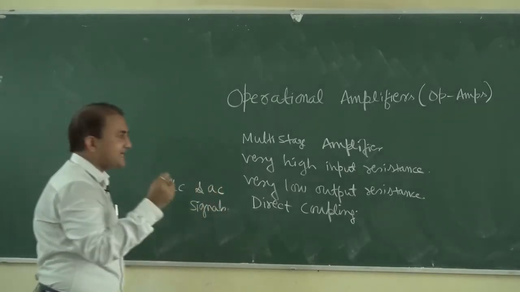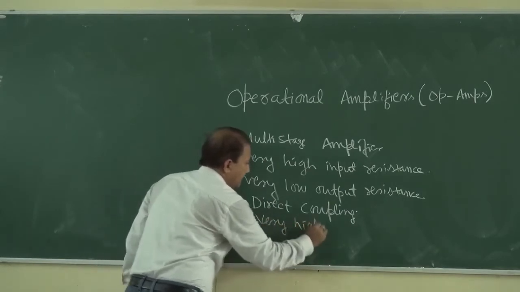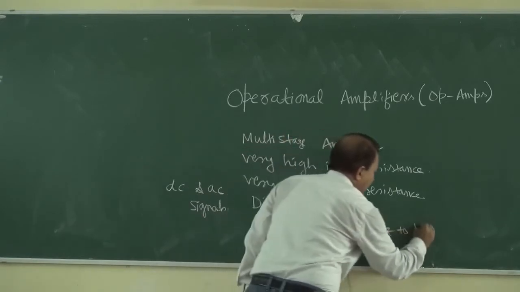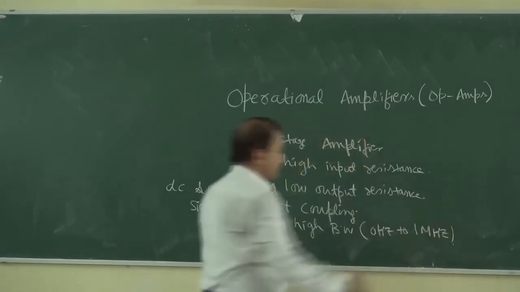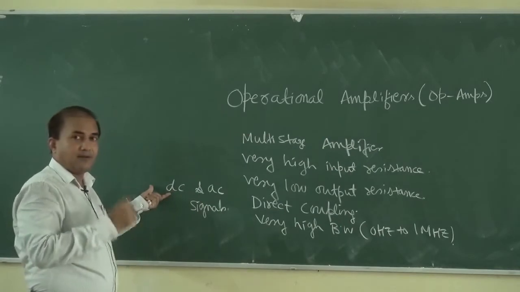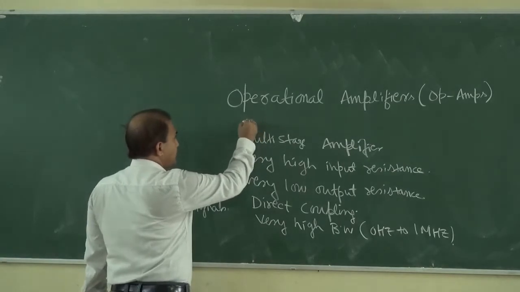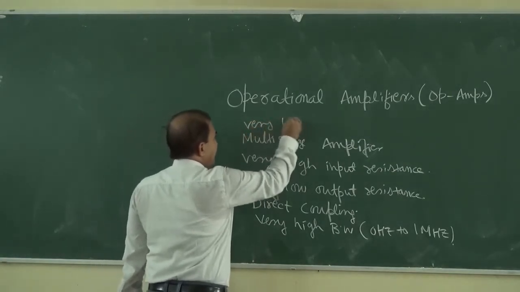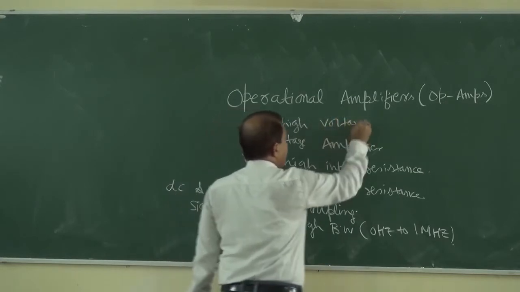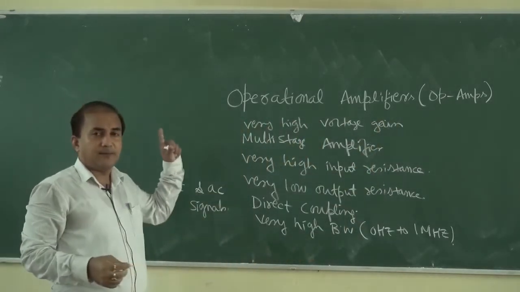So it has very high bandwidth, from 0 Hz to say 1 megahertz. 0 Hz means DC signal. It can amplify DC as well as AC signals. And it also has very high gain, which is voltage gain. So these are the characteristics of any operational amplifier.